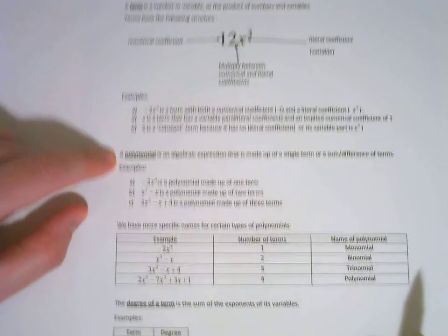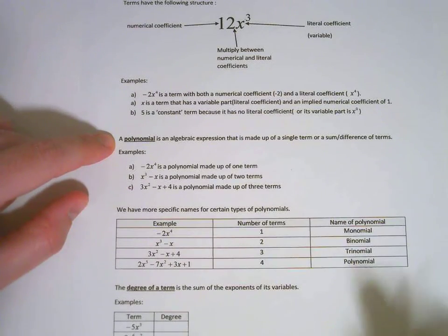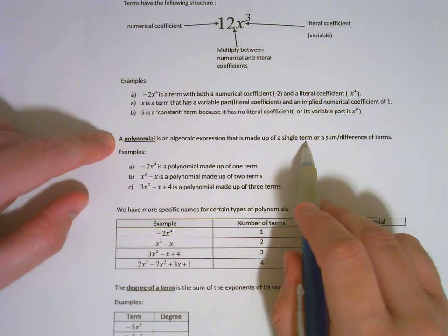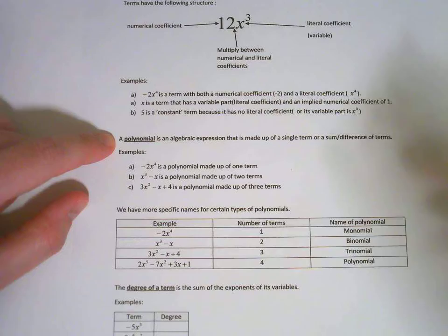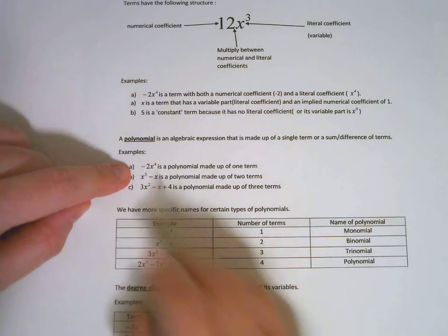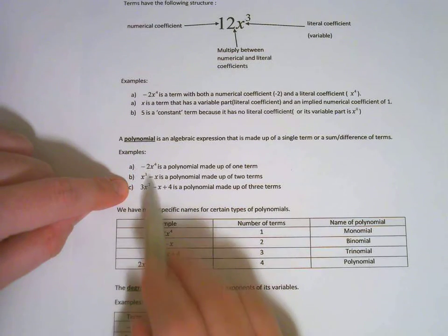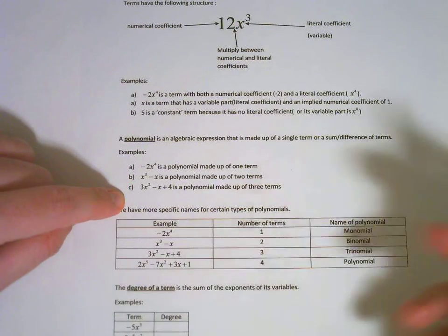Now when we talk about the word polynomial, what polynomials are, they are made up of just single terms or potentially sums and differences of multiple terms. So here this is a polynomial, even though it's just made up of one term. Here's a polynomial, it's made up of 2 terms. Here's a polynomial made up of 3 terms.